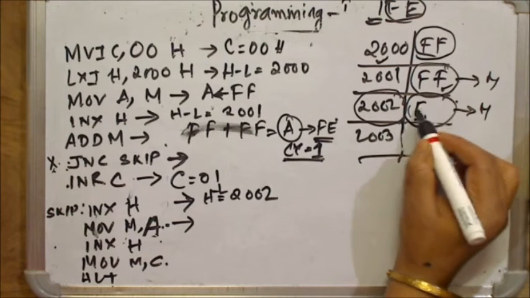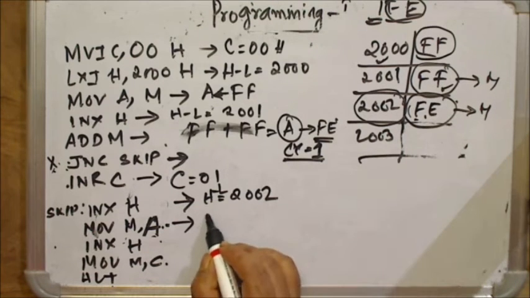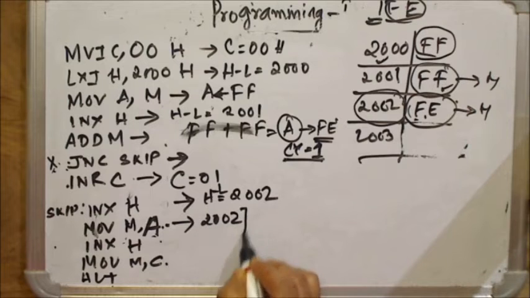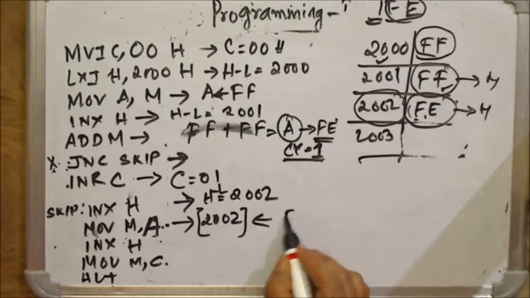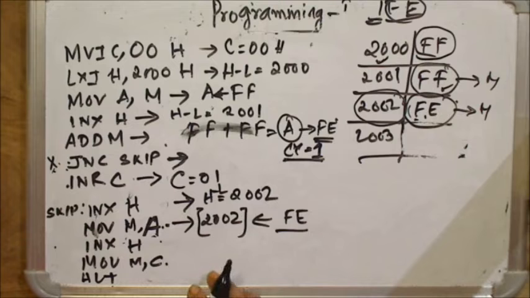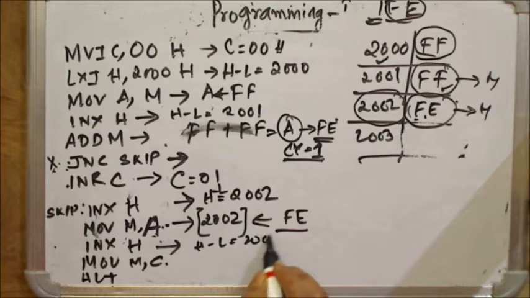FE. So FE will get stored in the memory location 2002. Okay. And INX H. H will be now incremented to 2003.